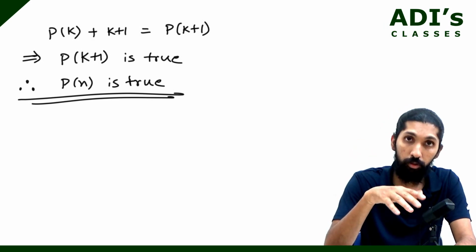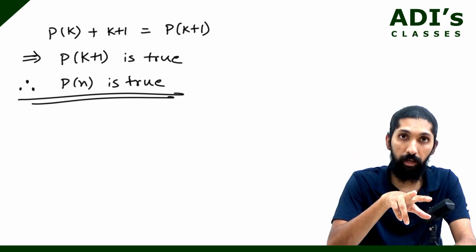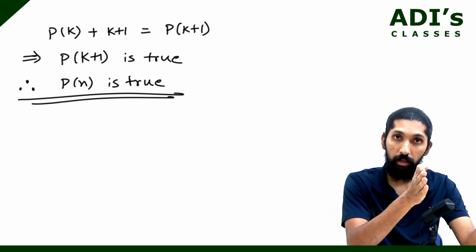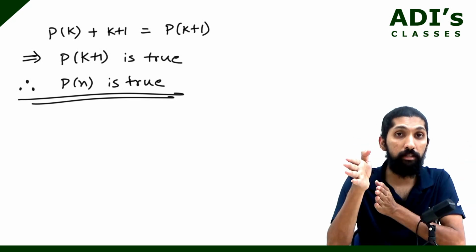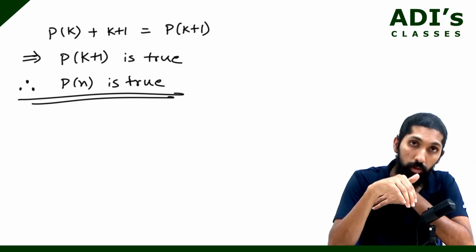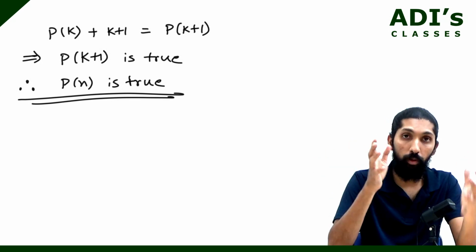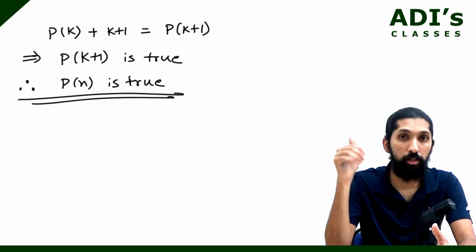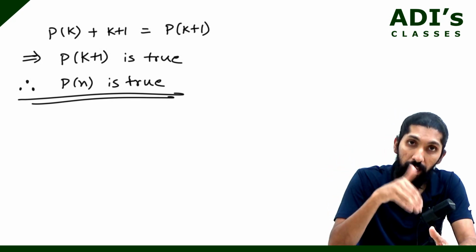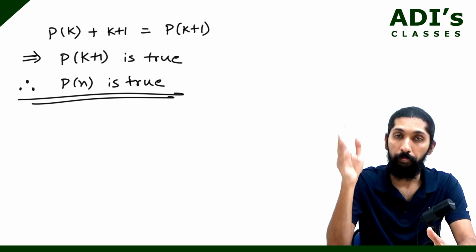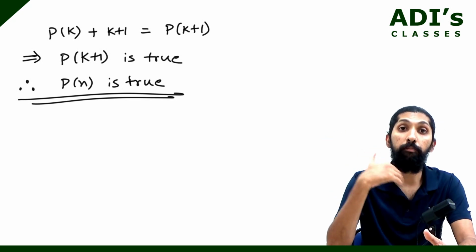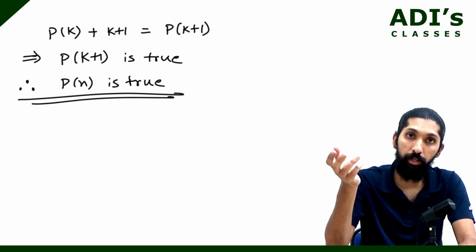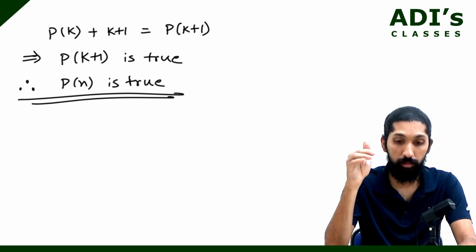After that, you show that P of k plus k plus 1, that means till P of k, then you are going to add the next term k plus 1. Show that this is also equal. Now once you show this is also equal, you have proved P of k plus 1 is true. Hence P of n will also be true. This is the general form in proving mathematical induction. Alright, so from the next video onwards, we'll start solving problems on the same type.